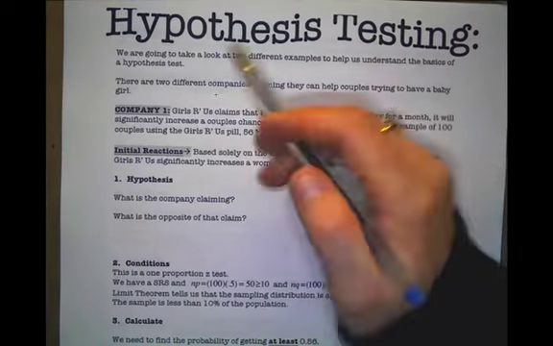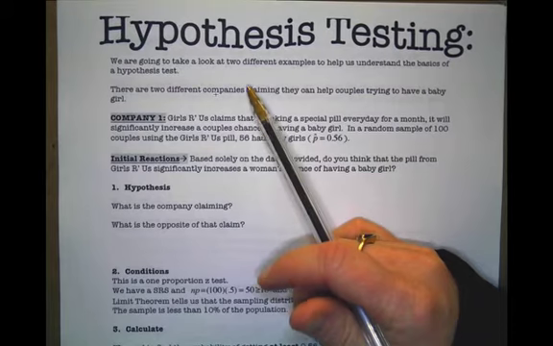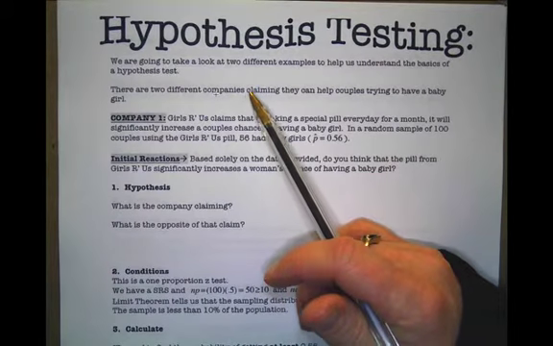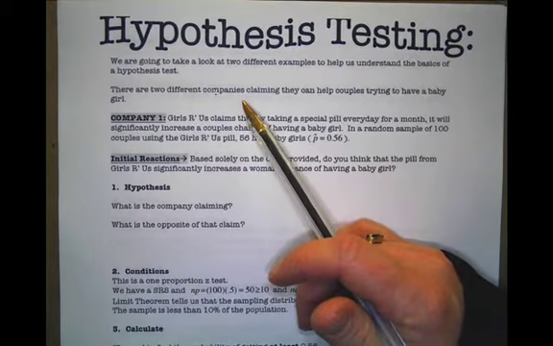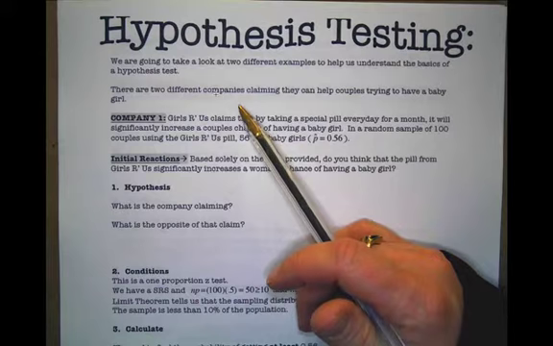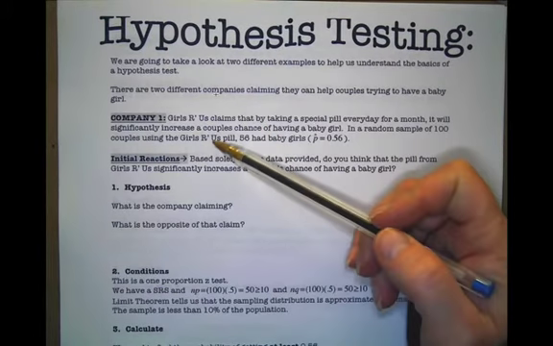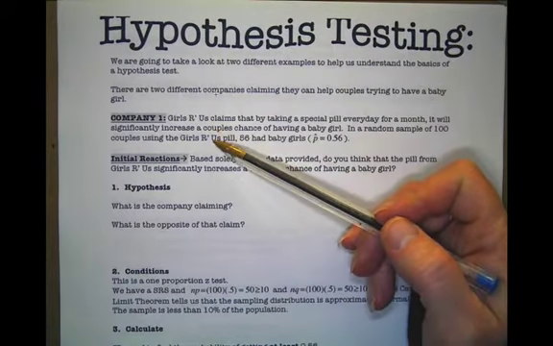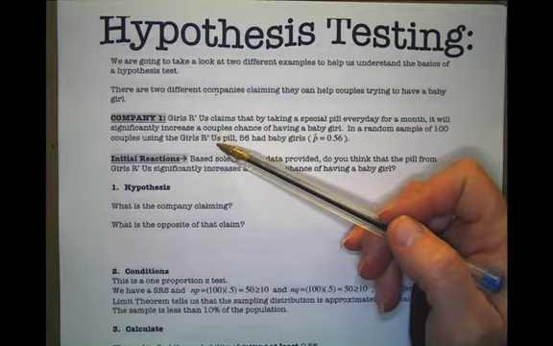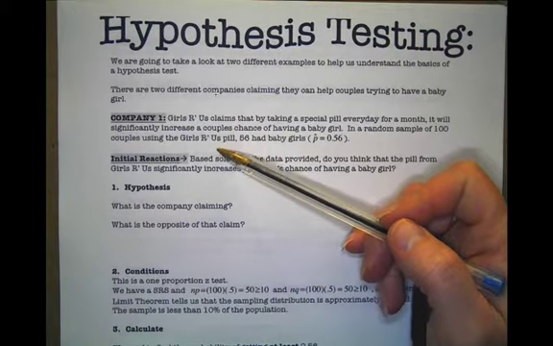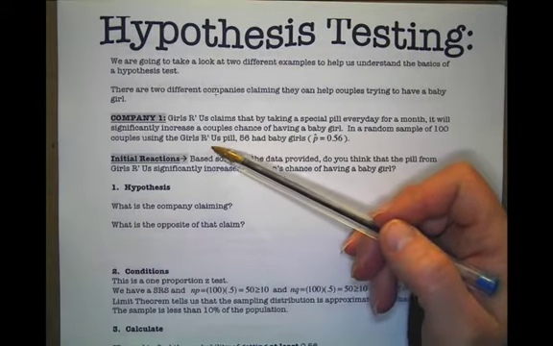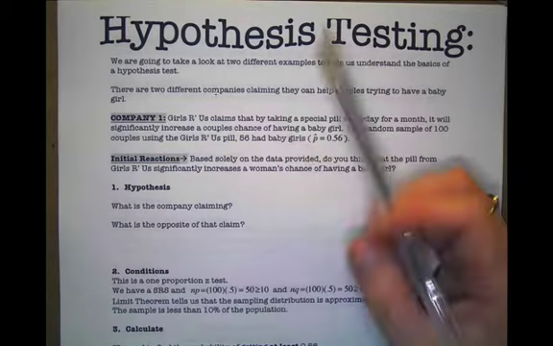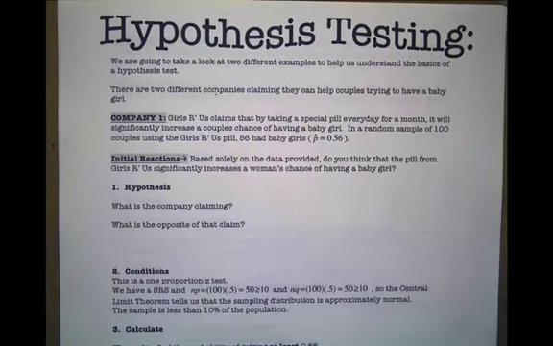Alright, so we are looking at two different examples to help us understand the basics of a hypothesis test. There are two different companies claiming that they can help couples trying to have a baby girl. Company one, Girls R Us, claims that by taking a special pill every day for a month, it'll significantly increase a couple's chance of having a baby girl. In a random sample of 100 couples using the Girls R Us pill, 56 had baby girls, so your p-hat is 0.56.